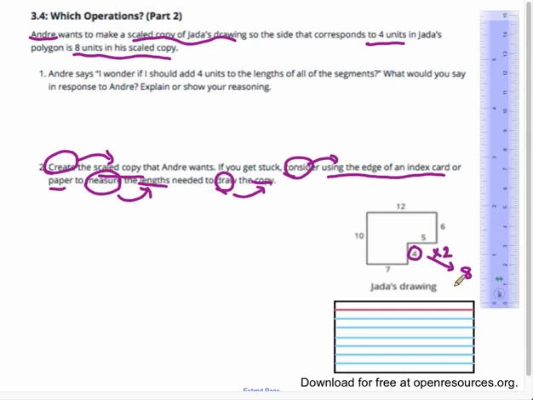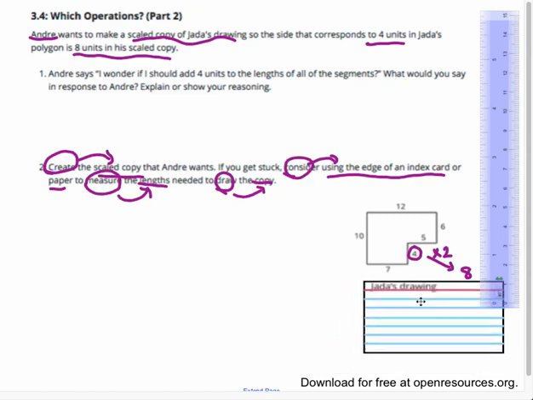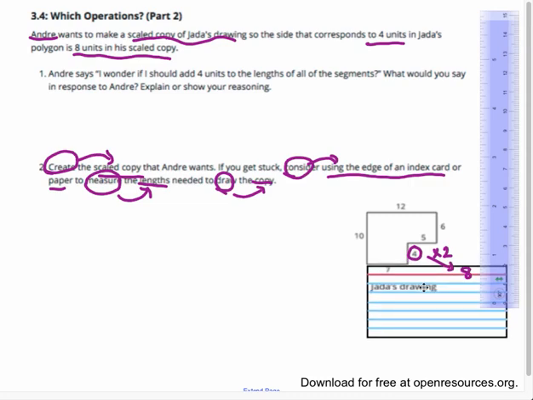Okay, so here is my index card, and this right here is this length right here. Let me just mark it off. From here to here, right there. So therefore, I would draw 2 of these lengths.